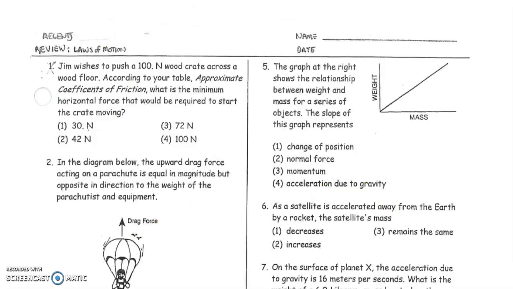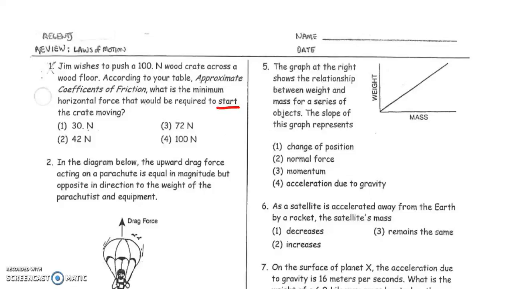All right, so these are actually some Regents questions, so maybe you find these slightly easier, maybe some of them are slightly more complicated, but nevertheless, let's go through them. And so Jim wishes to push a 100-newton wood crate across the wood floor. What is the minimum horizontal force required to do that? So the important thing is to start the crate moving.